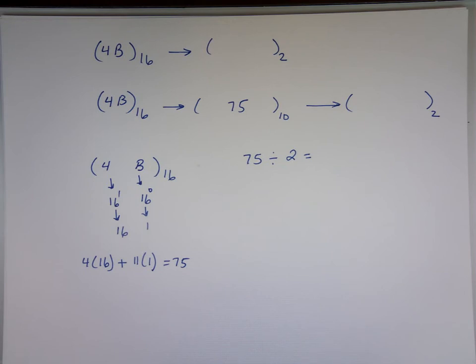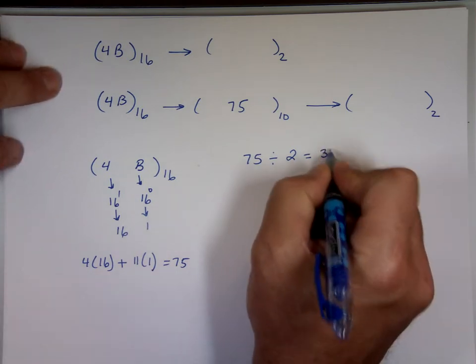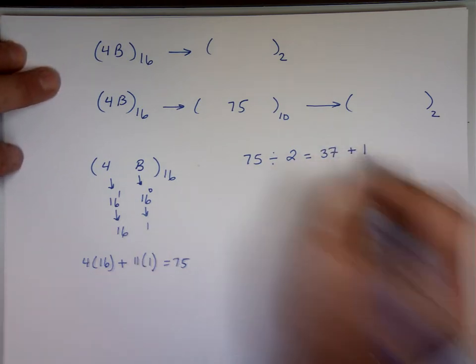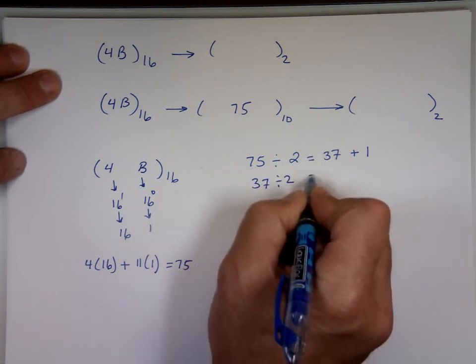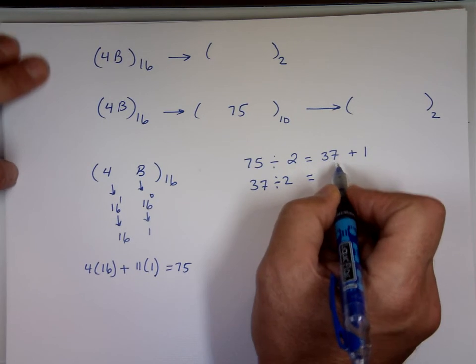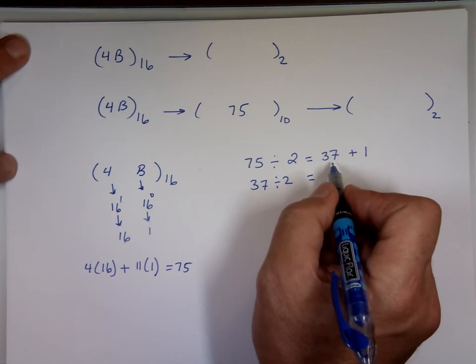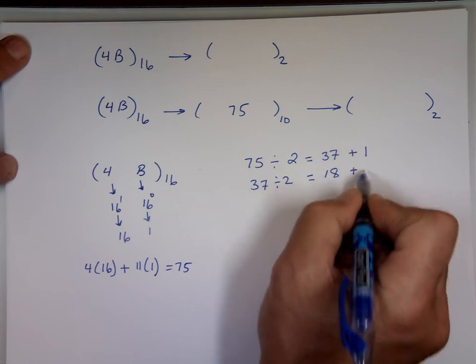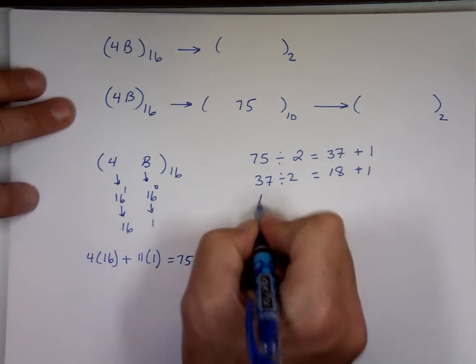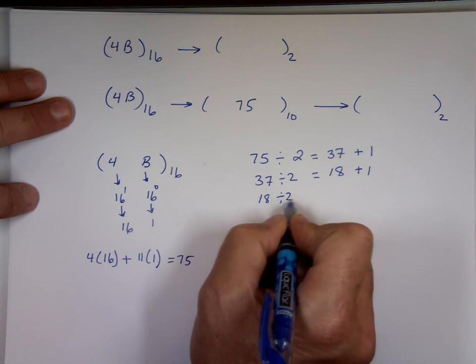What's 75 divided by 2? 37, and remainder of what? 1. 37 divided by 2. 18 times 2 is 36. 18, remainder of 1. 18 divided by 2. 9, remainder of 0.